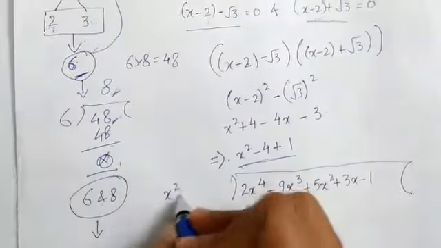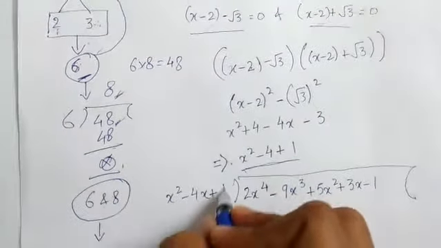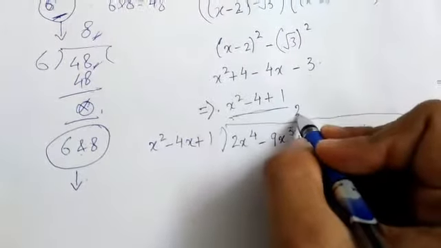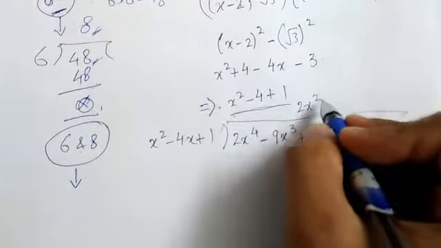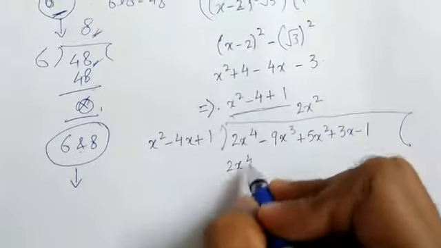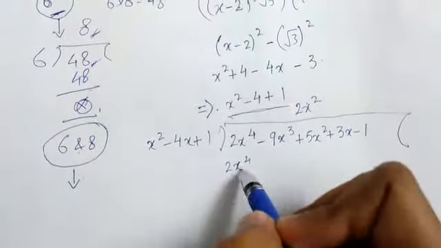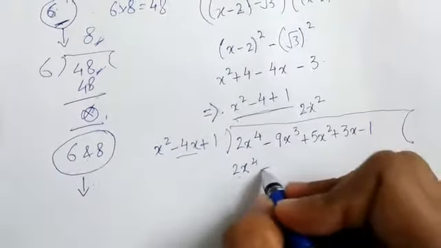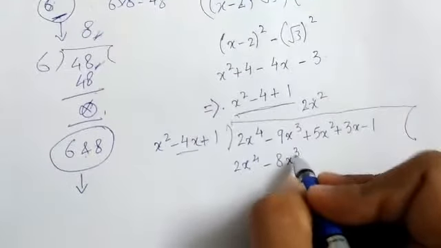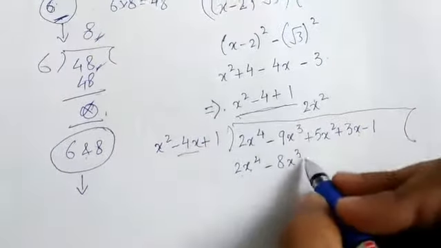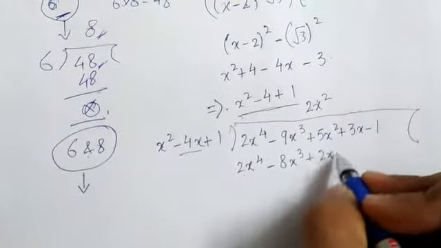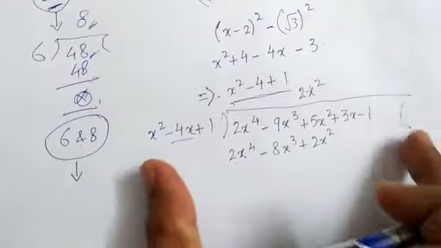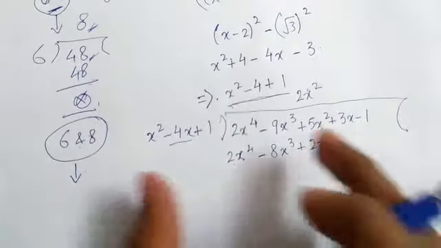So we have to divide by x square minus 4x plus 1. If we divide, let's say it will be 2x square. If you multiply both, you will get 2x to the power 4. Multiply this by 2x square, that will be minus 8x cube and 1 by 2x square plus 2x square. For doing this, you need to know how to do the long division method to divide the polynomials.